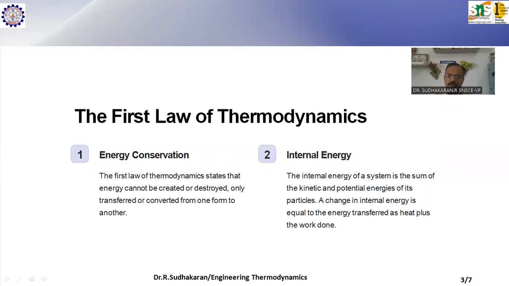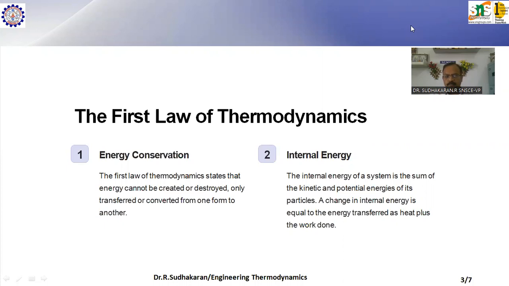The next part we are going to see is internal energy. So what is internal energy? Energy possessed inside the system is called internal energy. The internal energy of a system is the sum of the kinetic and potential energy of its particles.